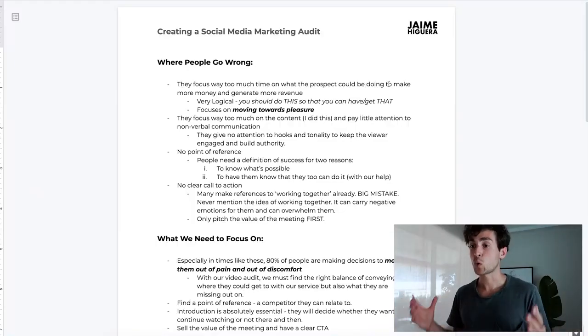Now, the second thing is they focus way too much time on the content. And I did this a lot myself at the start. I thought that this video audit had to be this incredibly packed, value-packed video audit. And it does, right? If you put together a very bad video audit, then it's honestly just gonna waste a bunch of time and it's never gonna land you a meeting.